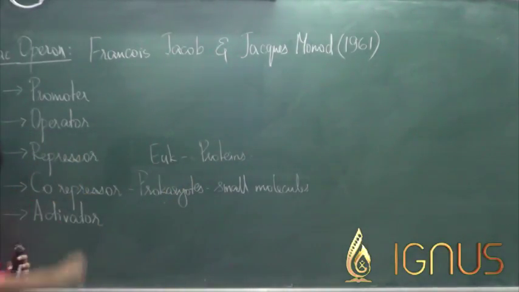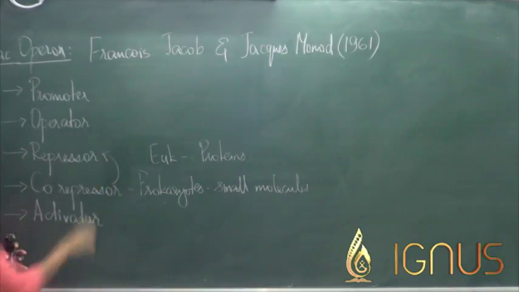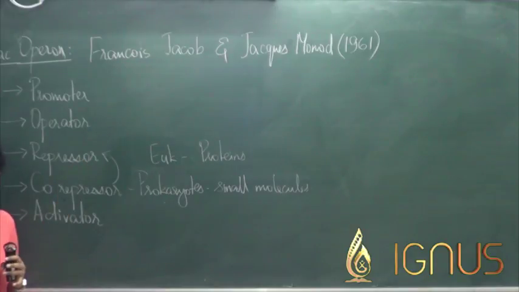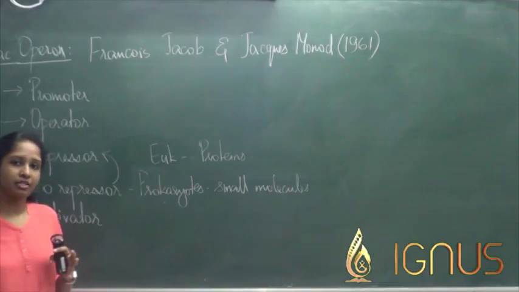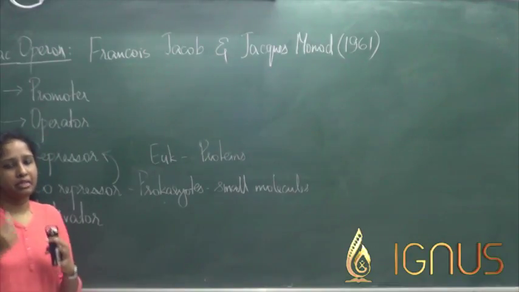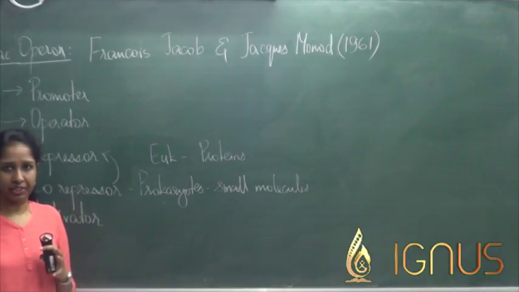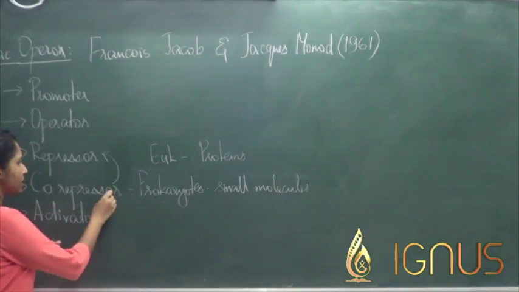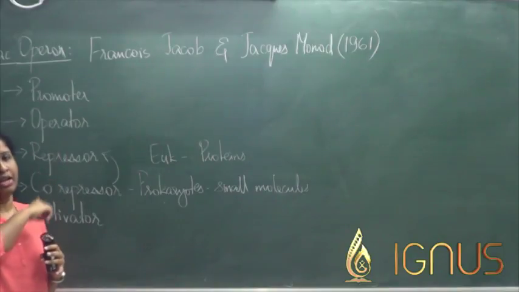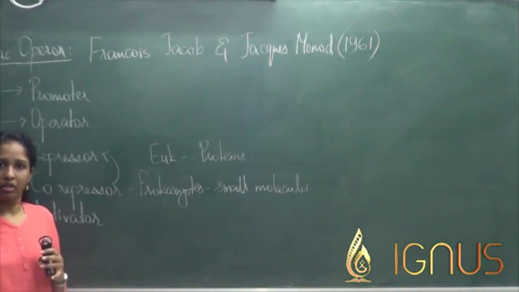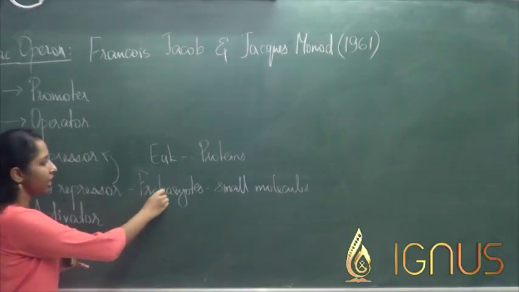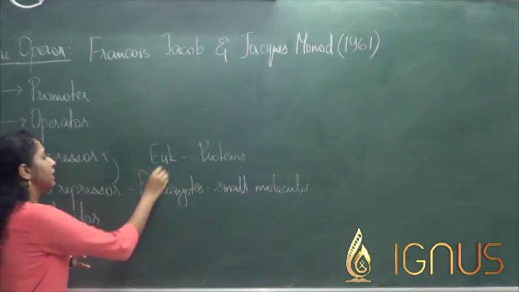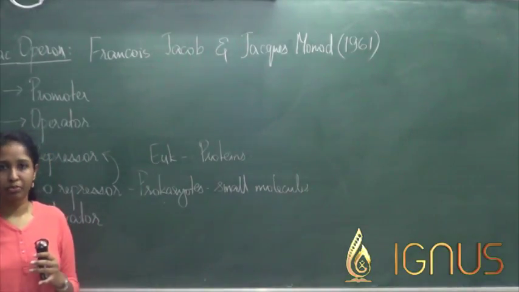What do co-repressors do? They are going to be attaching themselves to the repressor, and they are going to enhance the activity of the repressor. So co-repressors are those molecules which attach themselves to the repressor and make the repressor attach itself to the operator. Got it? So co-repressors are helping the repressor in attaching itself to the operator region on the DNA. In case of prokaryotes, they are always small molecules. In case of eukaryotes, they are always protein molecules.